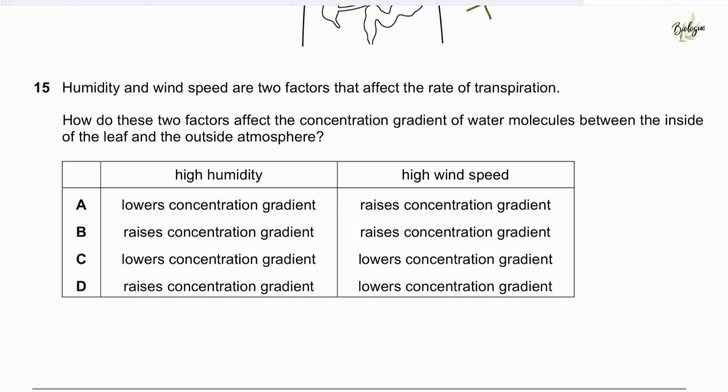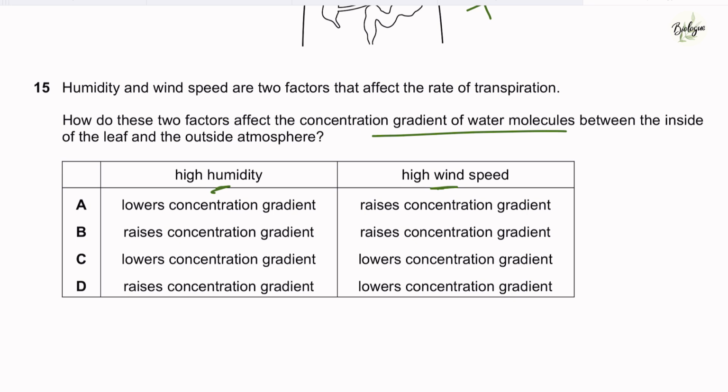Question 15. Humidity and wind speed are two factors that affect the rate of transpiration. How do these factors affect the concentration gradient of water molecules inside and outside the leaf? Okay, so for this question, I want you guys to think of two things, humidity and wind speed. So when you have too many water molecules on the outside, that is what represents humidity. Too many water molecules on the outside means that transpiration rates are going to be reduced, because there's already so much water outside that the leaf does not want to transpire and lose more water into the atmosphere.